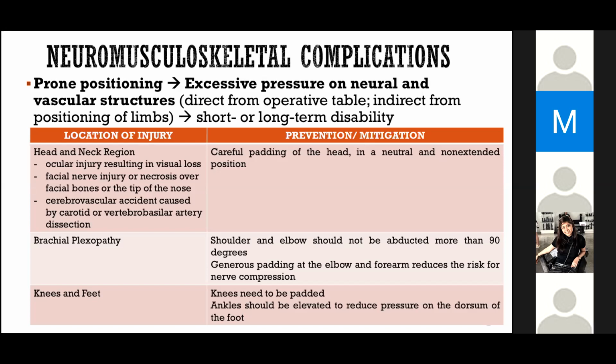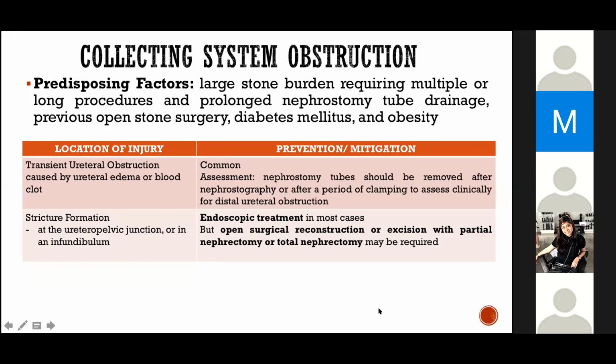Brachial plexopathies could be prevented if the shoulder and elbow are not abducted more than 90 degrees, and generous padding at the elbow and forearm reduces the risk of nerve compression. For the knees and the feet, knees need to be padded, and ankles should be elevated to reduce pressure on the dorsum of the foot.